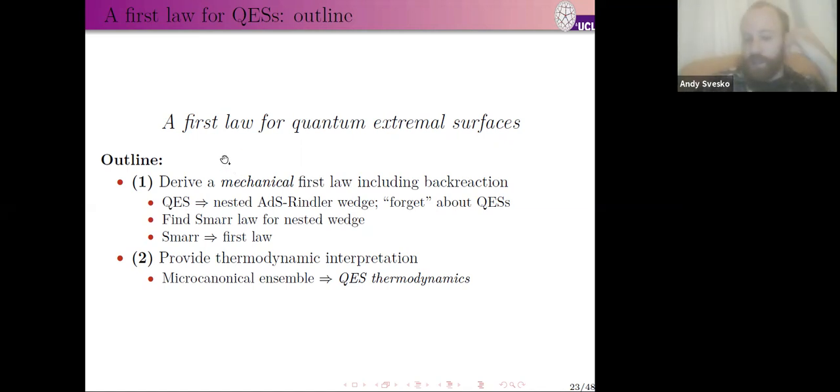And so, since we've seen the QES defines a nested AdS-Rindler wedge, what we're first going to do is work out the mechanics and thermodynamics, including the backreaction, of these nested AdS-Rindler wedges. We do this by first deriving a Smarr relation, and then from the Smarr relation we can derive a first law. Then, since we've worked out the backreaction, we'll provide a thermodynamic interpretation of these mechanical laws for AdS-Rindler wedges. And we'll see that when you work in the microcanonical ensemble, the thermodynamics of the AdS-Rindler wedges should really be interpreted as QES thermodynamics.